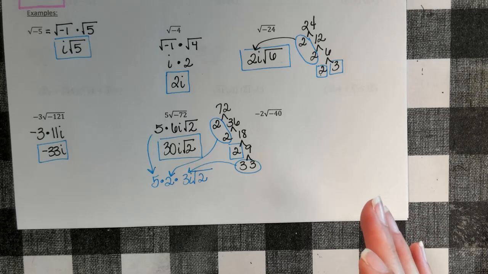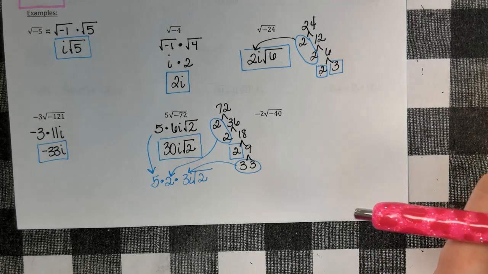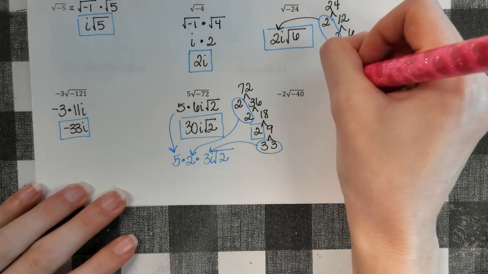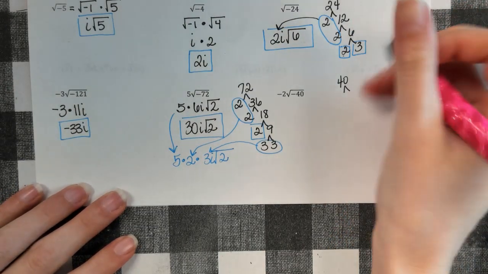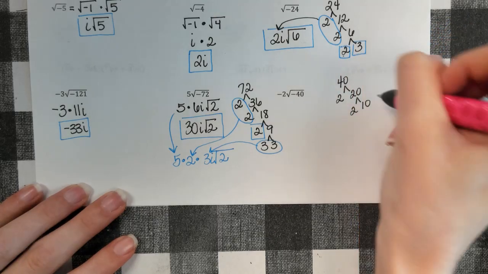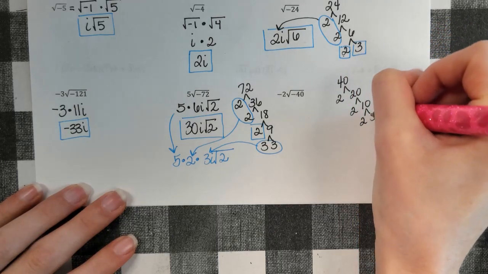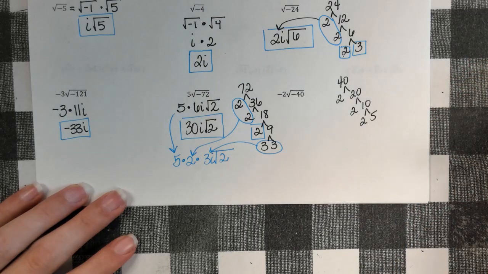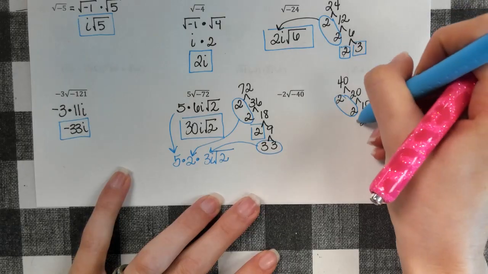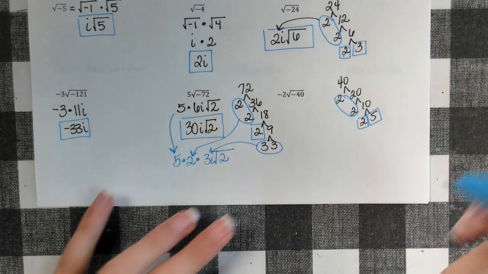Alright. So then now I've got negative 2 times the square root of negative 40. So if I take 40, I'm going to split that into 2 and 20. 20 splits into 2 and 10. 10 splits into 2 and 5. Okay. I have a pair of 2s with a 2 and a 5 left over.